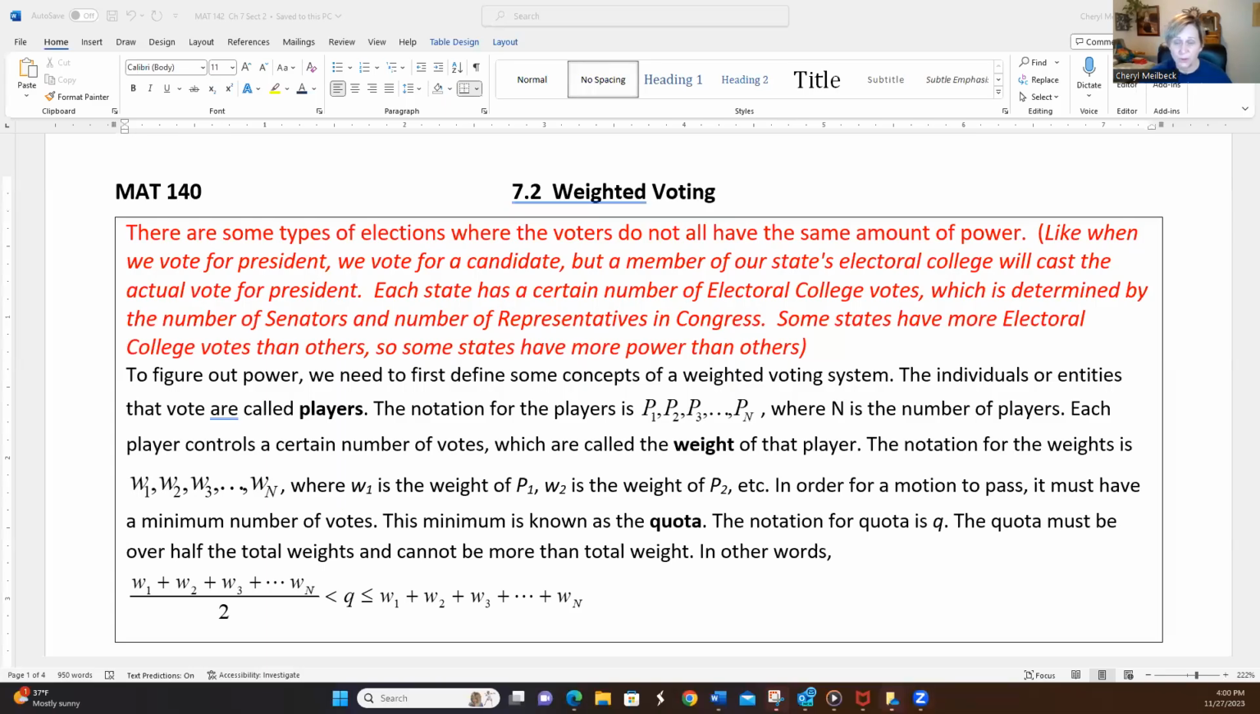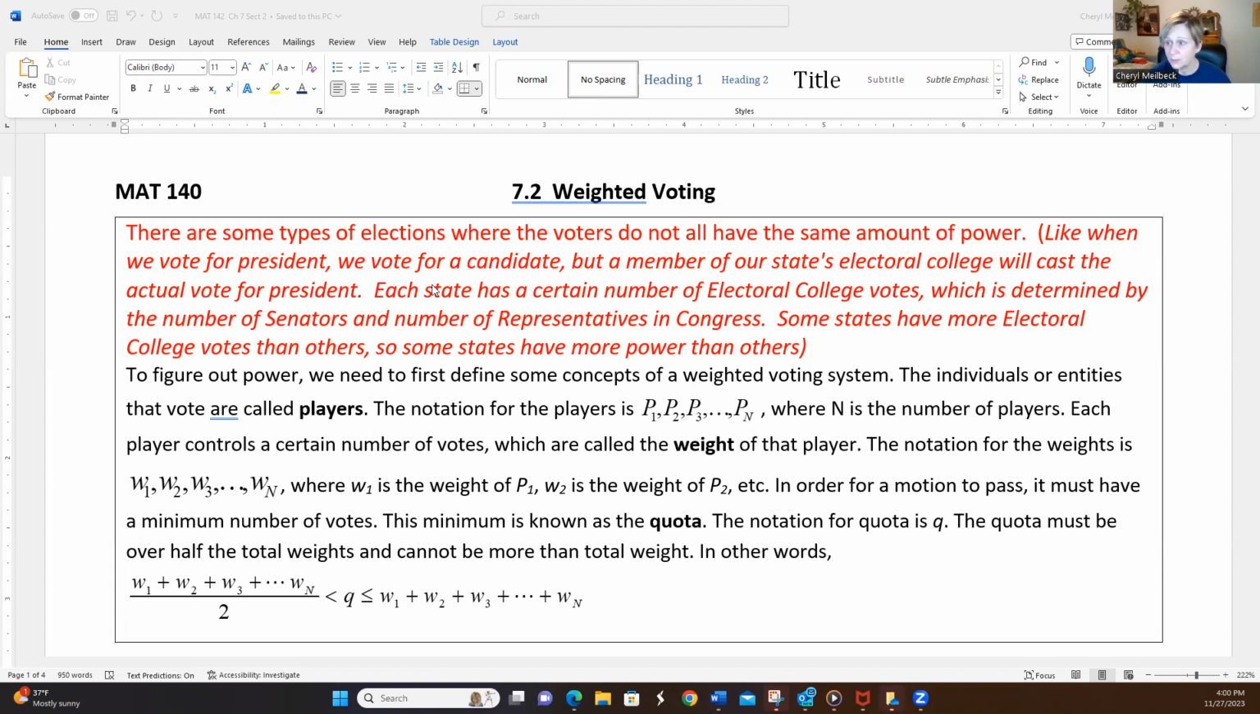Hi, in this video we are going to look at section 7.2 on weighted voting. So we're going to start with our guided notes here, where we talk about what weighted voting is. There are some types of elections where voters do not all have the same power.